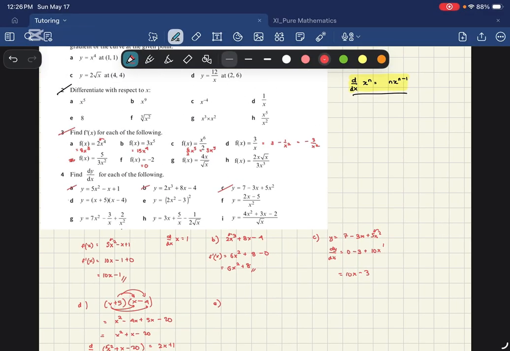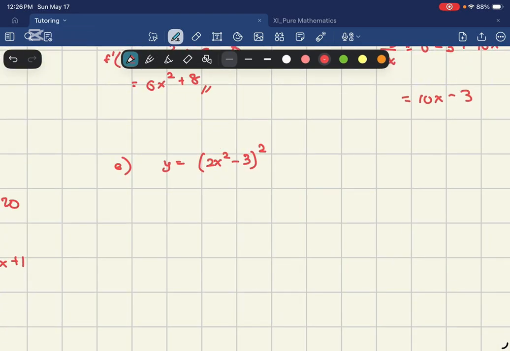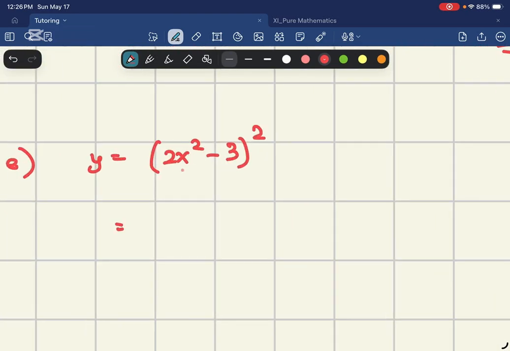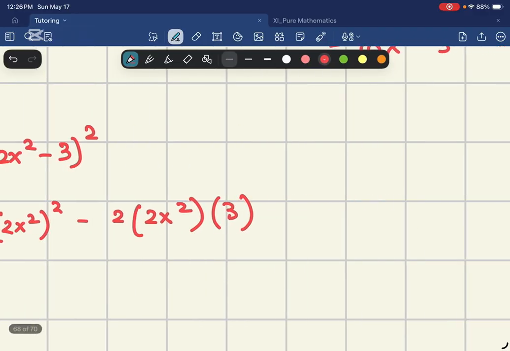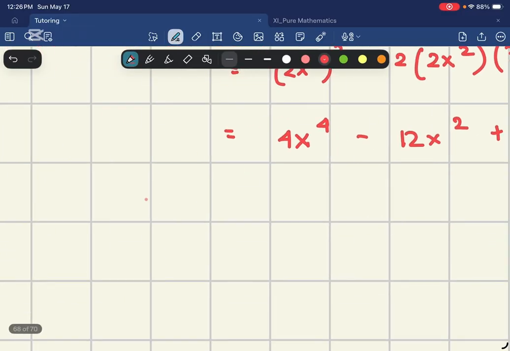Now E. You have y is equal to 2x squared minus 3, all squared. Now, this is something that is easier to solve using the chain rule, but since we haven't done the chain rule yet, we'll just expand it out. So if you complete this, that is going to be 2x squared, squared, minus 2 times a times b, plus 3 squared is 9. All right, so that gives me 4x to the power 4 minus 4 3s are 12, x squared plus 9.